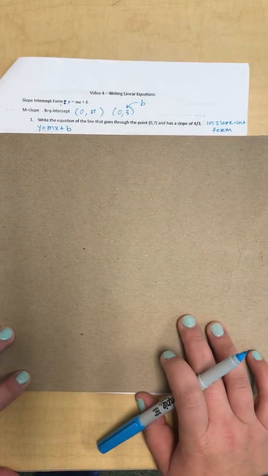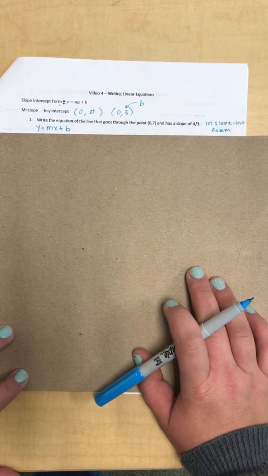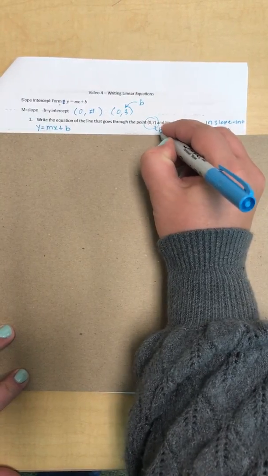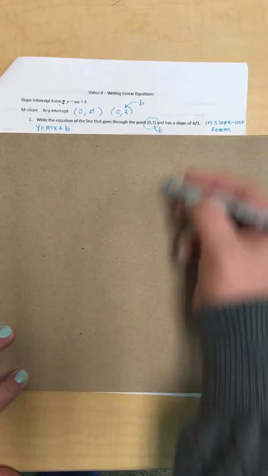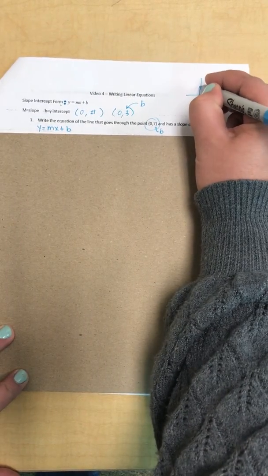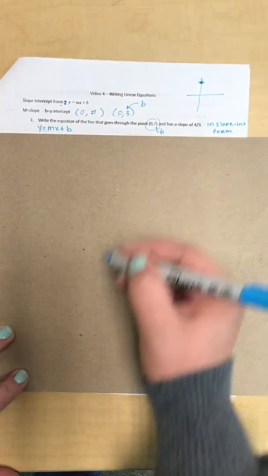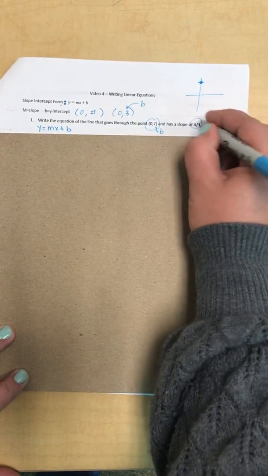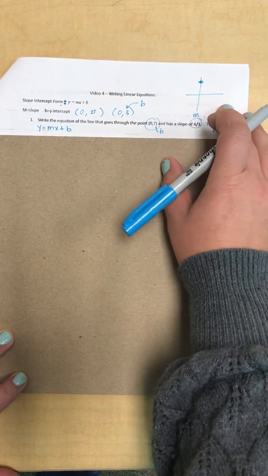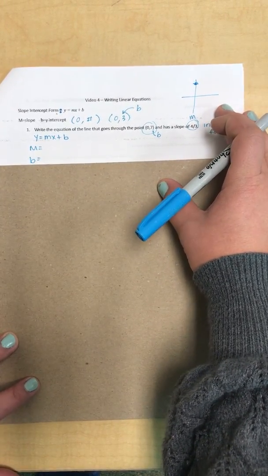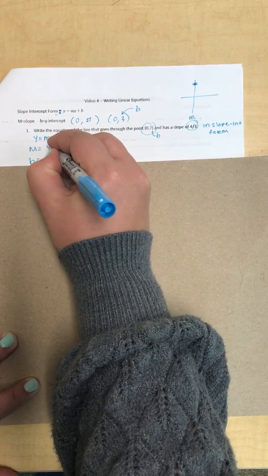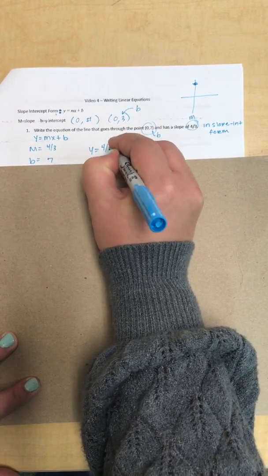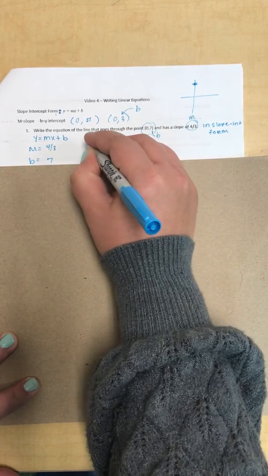All right, write the equation of the line that goes through the point (0, 7) and has a slope of 4/3. Well, here we go, (0, 7). So right away I know that that's my b, because (0, 7) would be up 7 units on the y-axis. So that would be my y-intercept. There's my slope of 4/3, so that's my m. So m is 4/3, b is 7, so y = 4/3 x + 7.